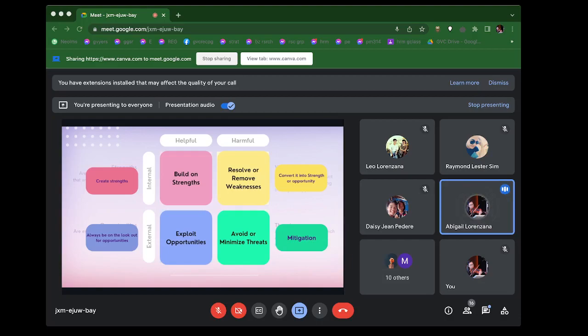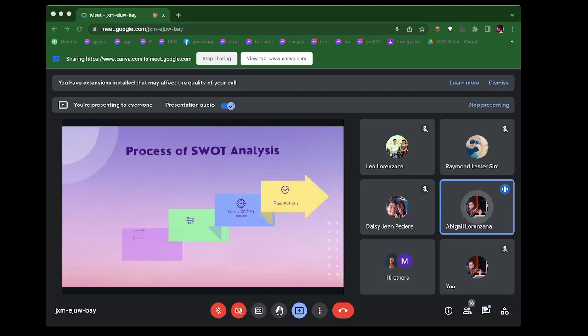And there's also what we mentioned a while ago in the keywords: mitigation. Mitigation means that you cannot really eliminate the threat, but you can minimize it. Okay, so that's what mitigation is. Okay, next, the process of SWOT analysis. When we undertake the analysis of the internal and external situation, it can produce a large amount of information.